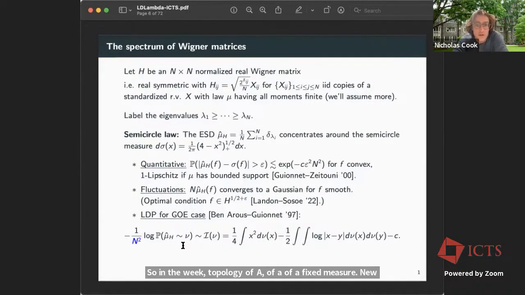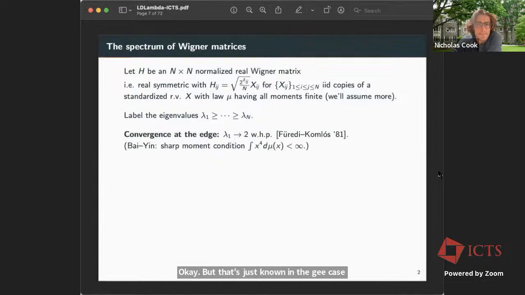is exponential with rate n squared, and we have a rate function which is given by this difference of a second moment and this logarithmic capacity. Okay, and a certain constant C, which just makes this zero if nu is the semicircle measure. Okay, but that's just known in the GOE case. So that's the empirical spectral distribution, and that's still open.